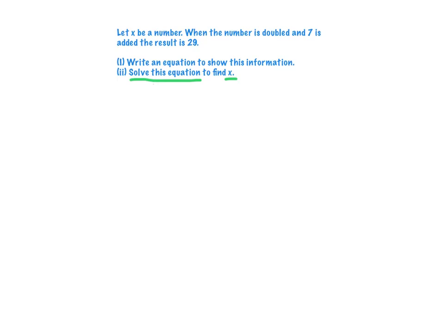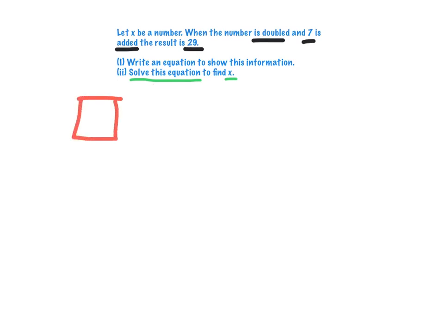So it says, let x be a number, and when the number is doubled and 7 is added, the result is 29, okay? And it says, write an equation to show this information and then solve this equation to find x. Okay, so the first thing we're going to do for this question, we're going to try and represent it visually, okay, so we know what's going on, so we can see a picture of it in our heads.